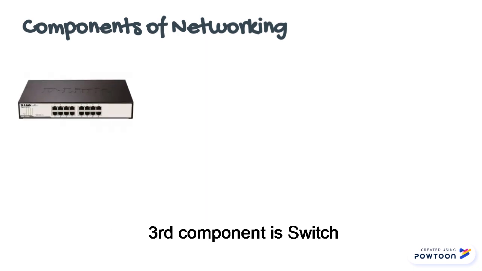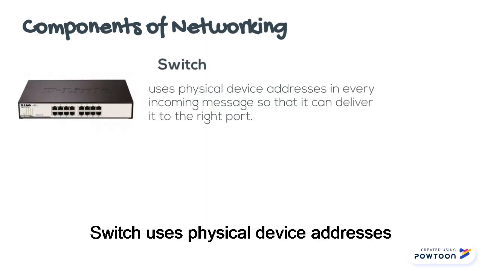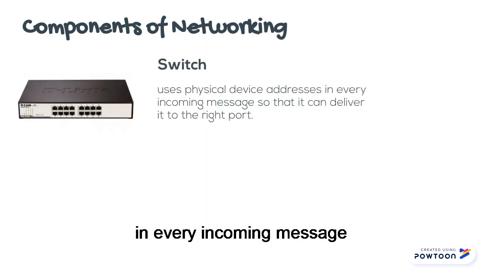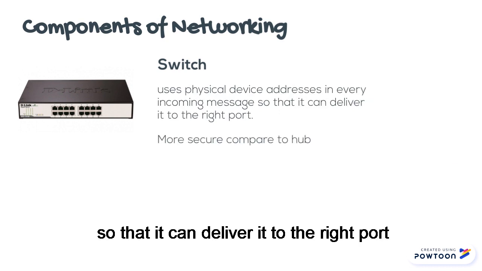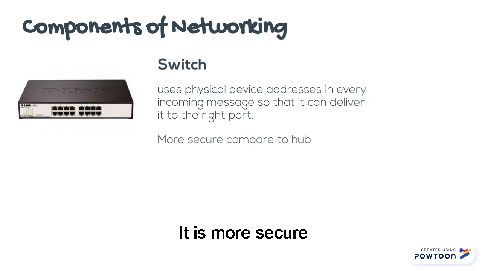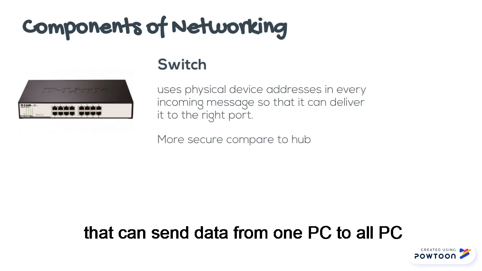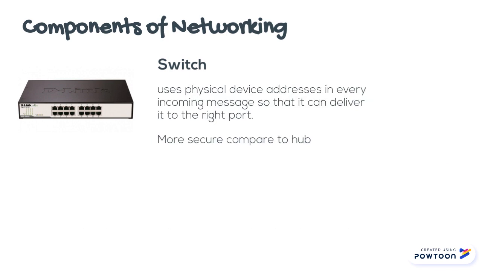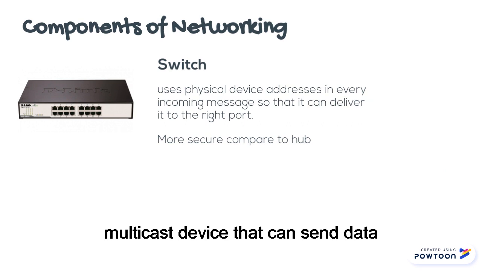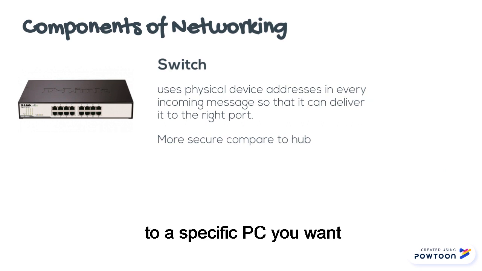Third component is switch. Switch uses physical device addresses in every incoming message so that it can deliver it to the right port. It is more secure compared to the hub. The difference between switch and the hub is that a hub is a broadcast device that can send data from one PC to all PC, but the switch is a multicast device that can send data to the specific PC you want.